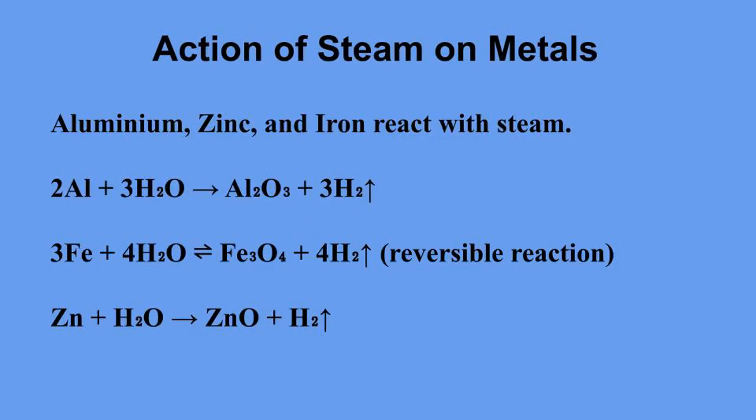When steam passes over hot metals like aluminium, zinc, or iron, hydrogen is evolved. Notice that in the case of iron, the reaction is reversible. That means iron oxide can also be reduced back to iron using hydrogen.